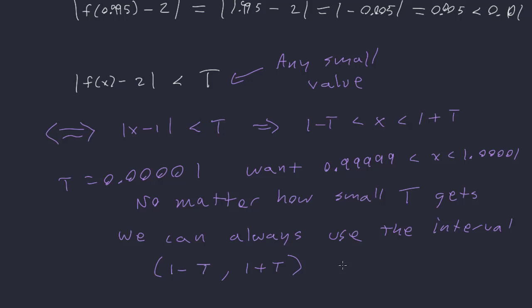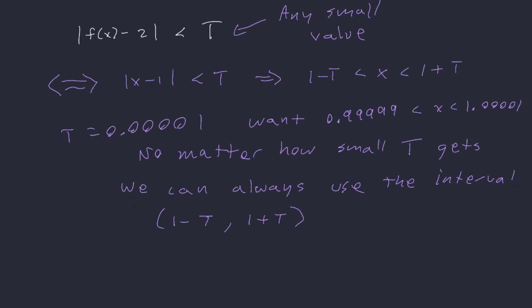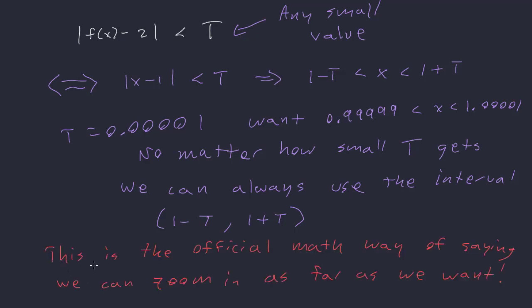So that's what we mean by arbitrarily close to. We can let the distance between f and its limit get as small as we want, and if the limit exists, we can always find an interval around, in this case 1, that will let us get that small. This is the official math way of basically saying we can zoom in as far as we want.